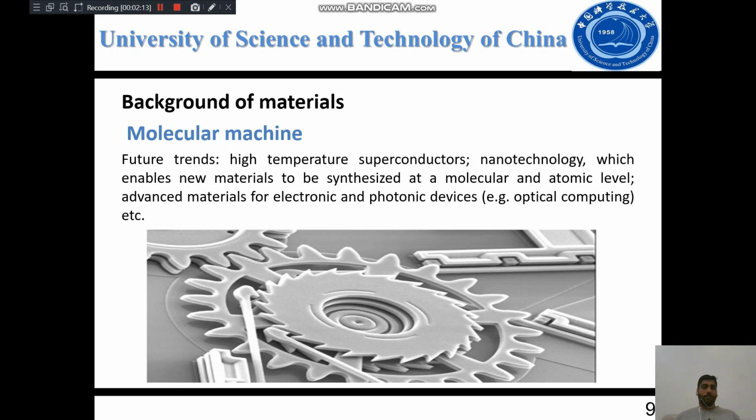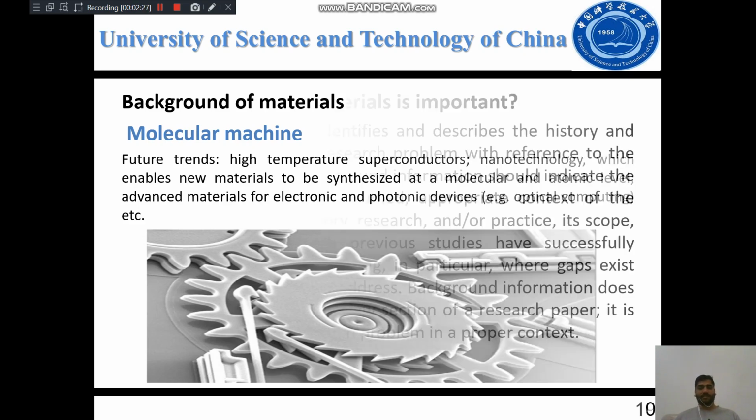Molecular machine features and high temperature superconductor nanotechnology enable new materials to be synthesized at the molecular and atomic level. Advanced materials are used in electronic and photovoltaic devices such as optical computing, etc.